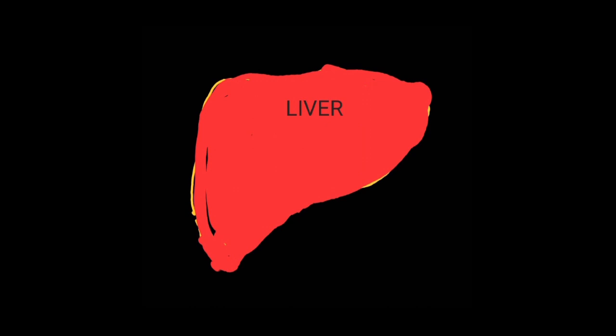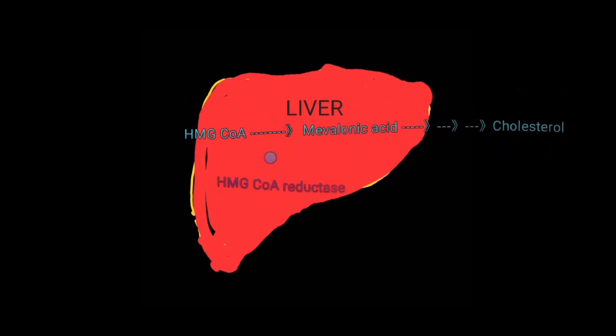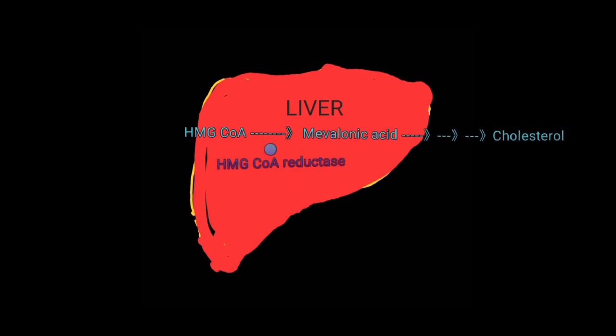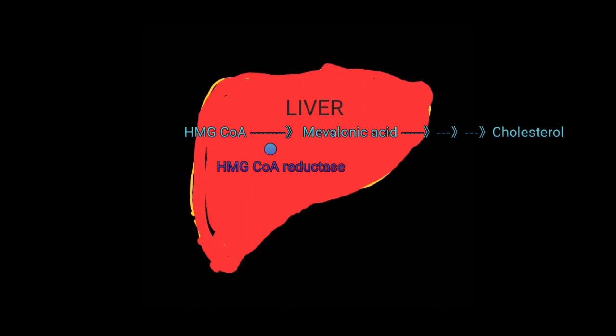Cholesterol biosynthesis in the liver is tightly regulated and is dependent on the rate-limiting enzyme in the liver, hydroxymethylglutaryl-CoA reductase, or HMG CoA reductase. There are several ways where HMG CoA reductase activity is regulated.